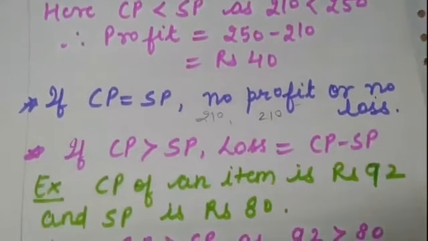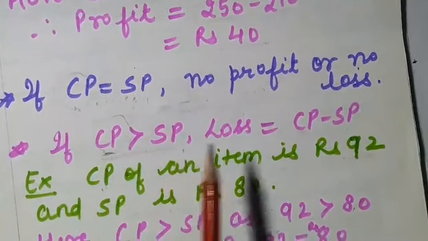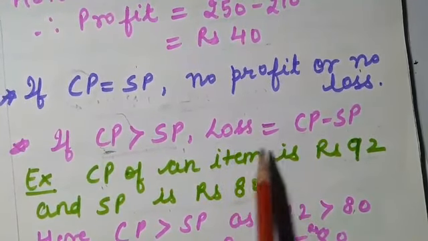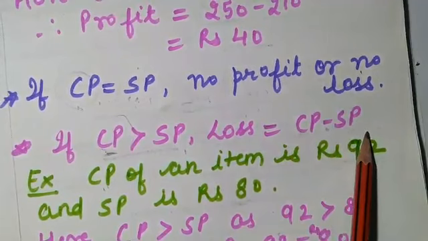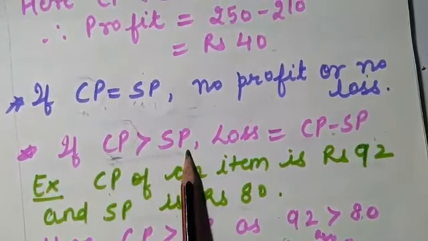Now third case we have learned, if CP is greater than SP. In this case there is a loss, and loss is given by CP minus SP. In the case of loss, CP is always greater than SP.